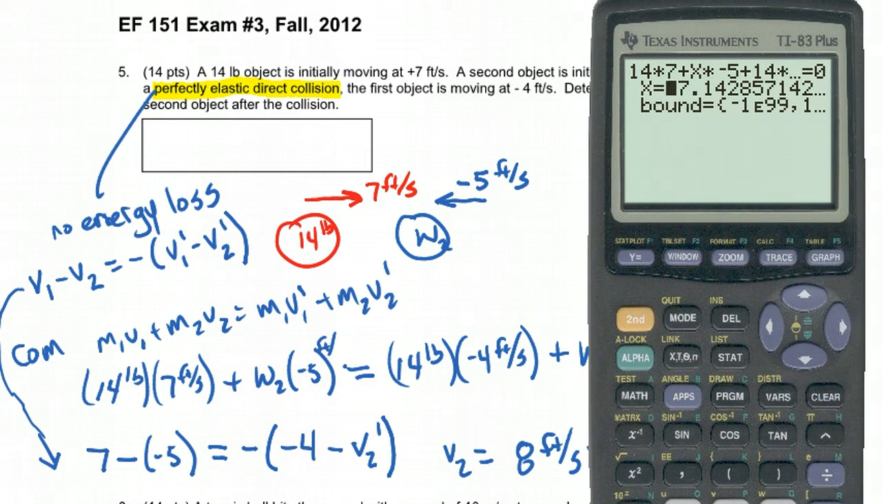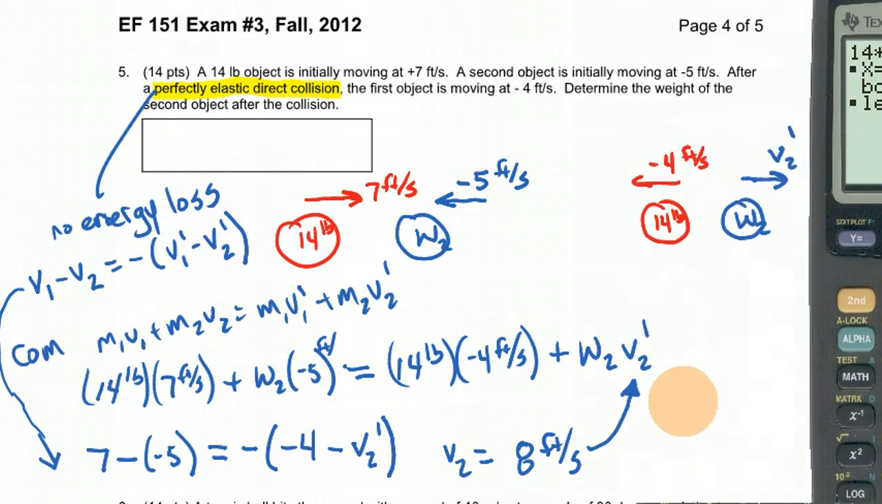We'll just make a guess of 10 pounds. And it comes out to be 11.8 pounds. Alright, so W2 equals 11.8. Again, it's going to be the same units as all of those. 11.8 pounds.